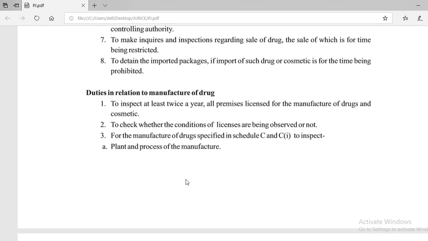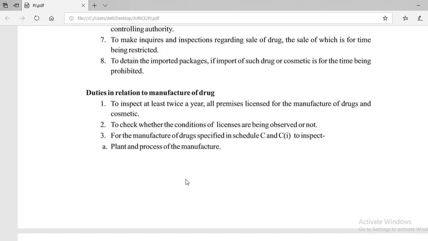The first one is to inspect at least twice a year. The first two duties of the drug inspector in relation to manufacturing are similar to those for sale of drugs. The only difference is that in the sale of drugs, he will inspect the shops, whether a retail shop or a wholesale shop, where the drug is being sold. In the case of manufacturing, he will inspect the premises where the drug is being manufactured or tested.